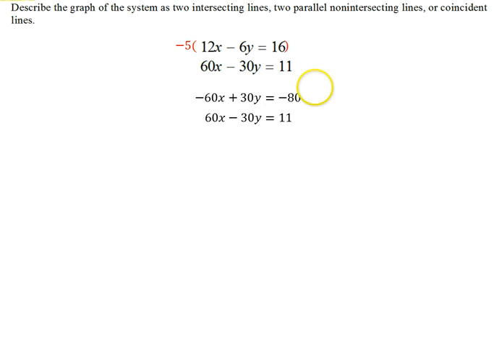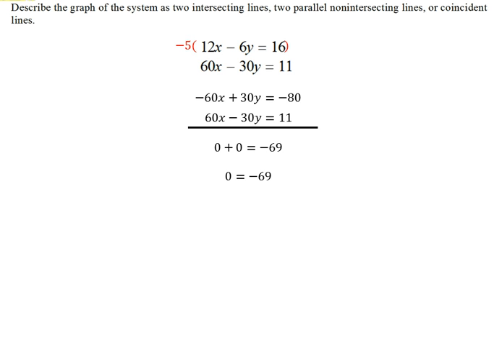I didn't change it. Now when I take these two equations and add them together, our y's are going to cancel out because we have a positive 30y and a negative 30y. So I'm going to add everything together. We have negative 60x and a positive 60x, well, that's 0. Our positive 30y and negative 30y cancel out, and then negative 80 and a positive 11 gives us negative 69. So now we have 0 equals negative 69. That doesn't make any sense. Both our variables just went away. I tried to get rid of y, but it turns out I got rid of x too. And now I'm left with 0 equals negative 69.